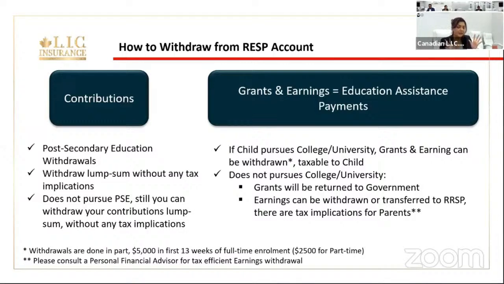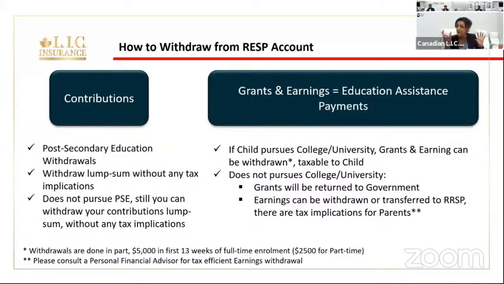Parents can take it out in one shot because it's after-tax money, so there's no tax to parents either. The second part is grants and earnings, which means growth, bonus, and everything. That money belongs to the child, so it goes to the child. In the first year, there's a limit: they can take out 5,000. Then after that, they can take out the full amount. Let's say there is 25,000: the first year they can only take out 5,000, and the following year they can take the full 20,000.